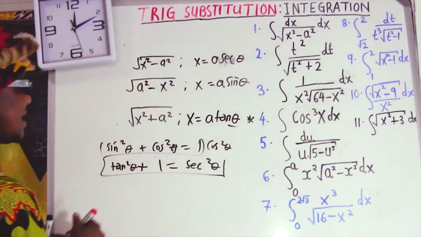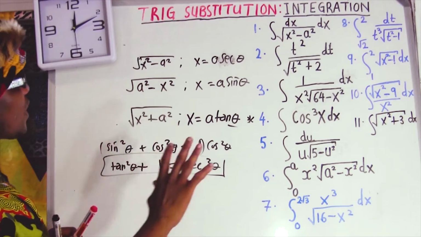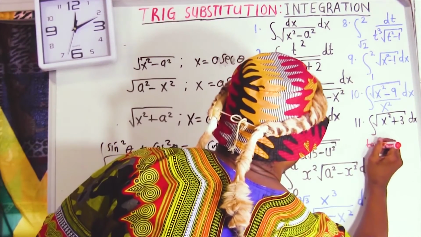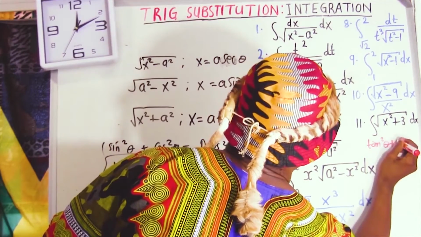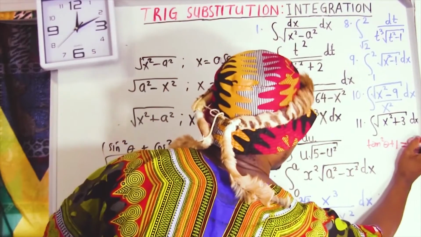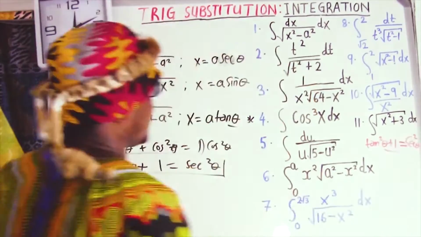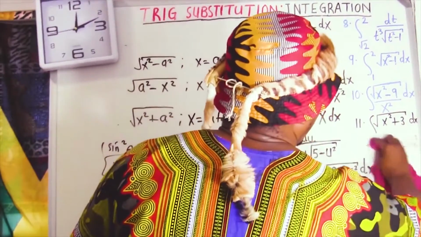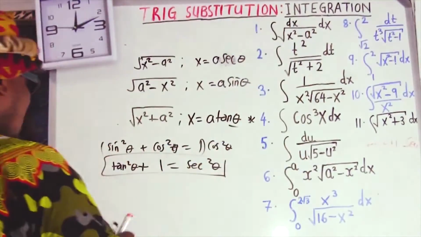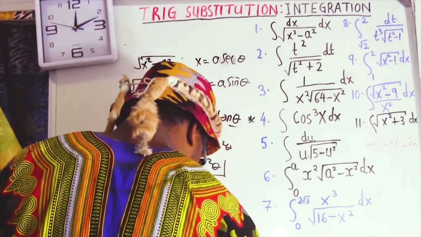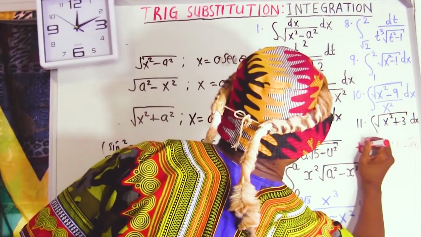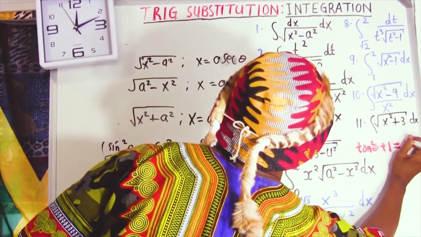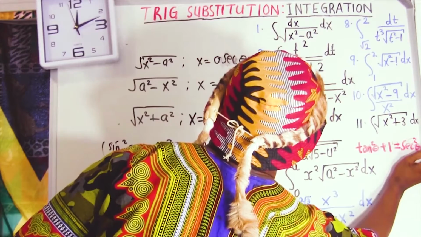I need to write this identity because I'm going to use it from now to the end. Let me write it here, a little bigger just in case you cannot see: tan squared plus 1 equals sec squared theta.